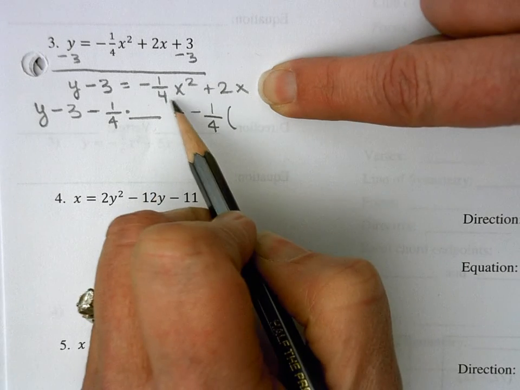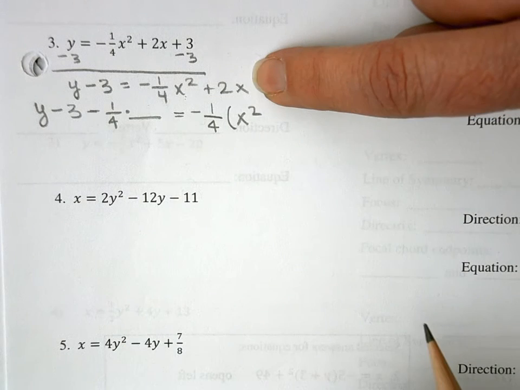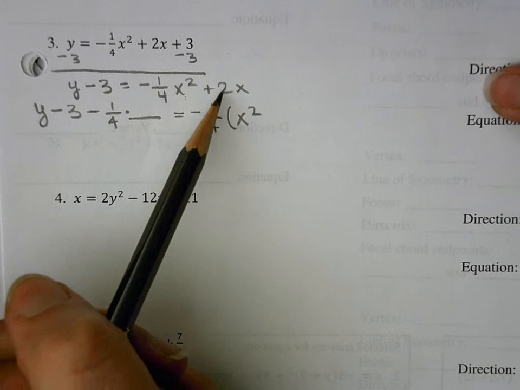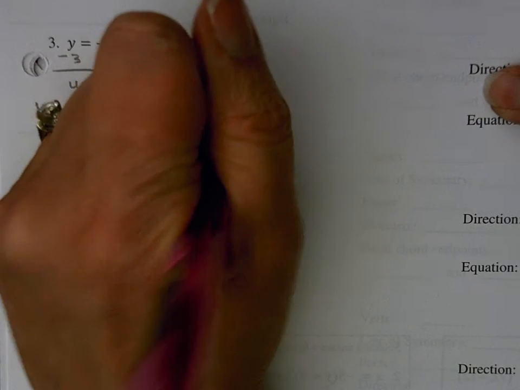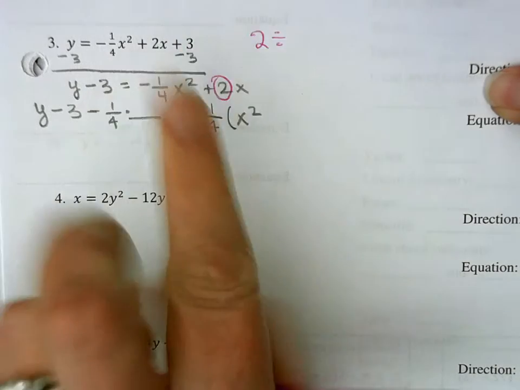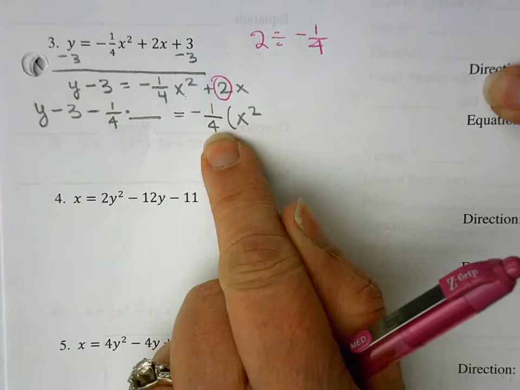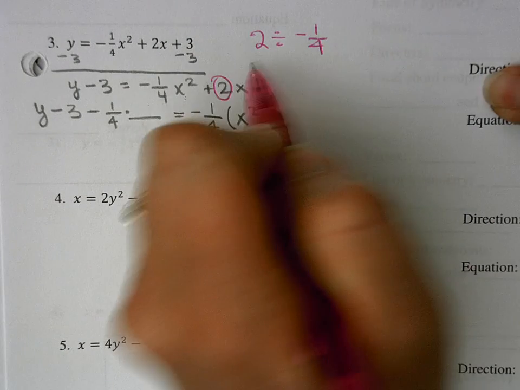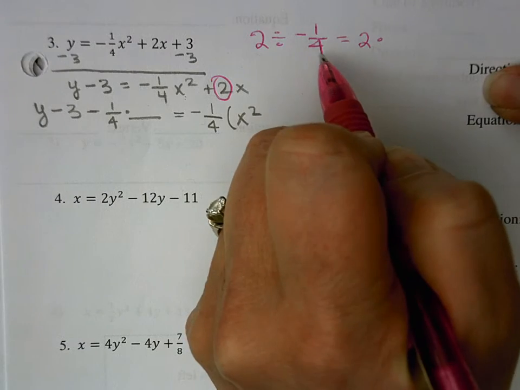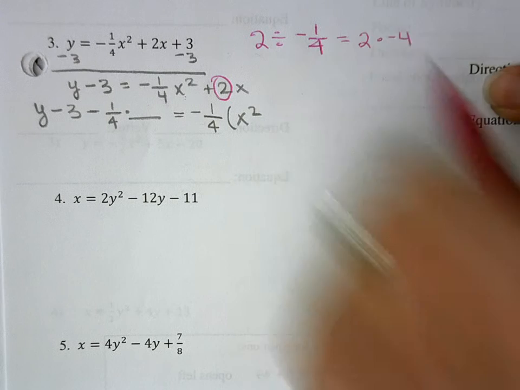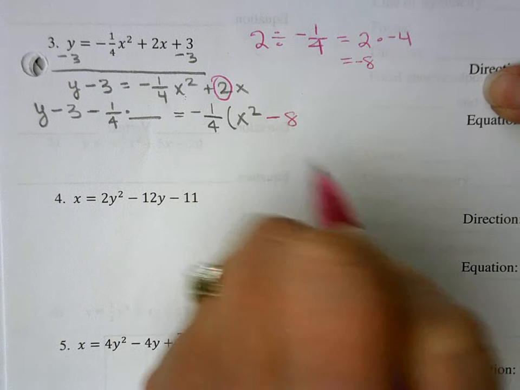That's easy from this term, right? When I divide out the negative 1/4, that's going to cancel, leaving just the x squared. It's this part that we have a hard time with, right? So remember what we're doing. When we factor out, we're dividing out. So I'm going to do that over to the side here. I have my 2, and I'm dividing out negative 1/4. And I know when I'm dividing by a fraction, that's the same as multiplying by the reciprocal. So dividing by negative 1/4 is the same as multiplying by negative 4. So that would be negative 8. So then this should be negative 8.